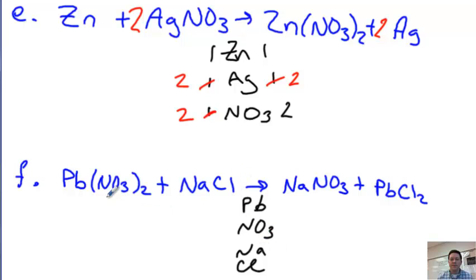Alright, so doing a count: 1 lead, 2 nitrate, 1 sodium, 1 chlorine, or chloride. I've got 1 lead, 1 nitrate, 1 sodium, 2 chloride on the right. So I guess I can start with the nitrate here. I'm going to have to multiply this by 2 to get the right number of nitrates on both sides. My sodium gets adjusted as well, so then I can come back over to this side to fix my sodium, which also fixes my chlorine.